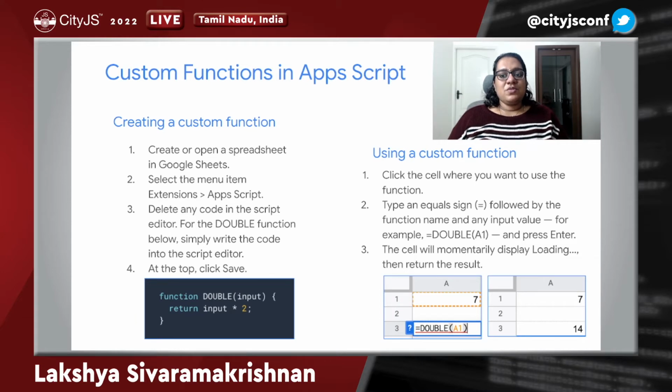So what I want you to do now is first we look at how we create a custom function, and then we look at how we can use that custom function. So to create a custom function, what I want all of you to do is open any spreadsheet on Google Sheets. Select the menu item there. In the menu item, you will find extensions. Go to extensions and app scripts. If you can't find extensions, check it under tools. You will find script editor.